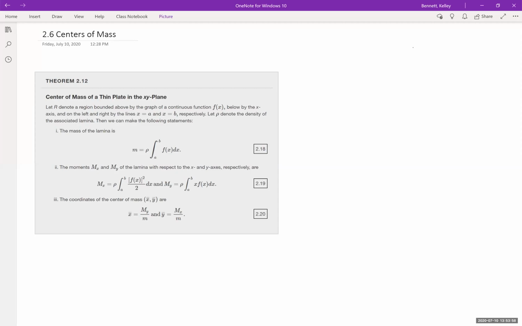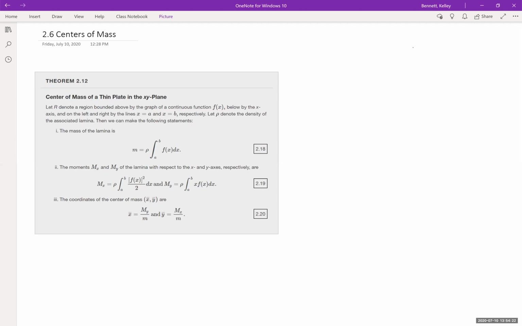Hey everyone, welcome to the lecture for 2.6. So we're going to be going over centers of mass today. The progression is going to flow like this: we're first going to start with moments. Then we're going to move on to centers of mass, which we also call centroids. And then we're going to finish with Pappus's theorem, Pappus, not sure how to pronounce it, but we're finishing with that.